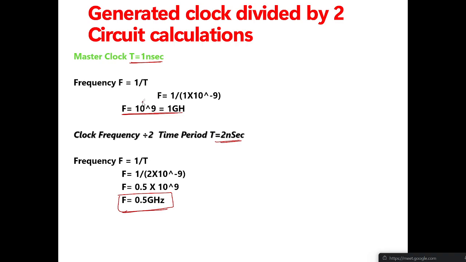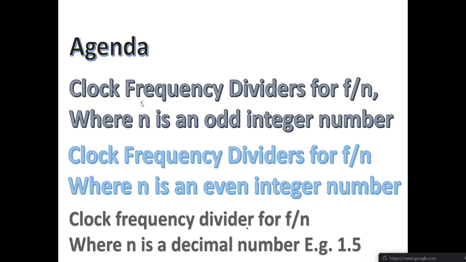Next, you need to divide the clock. Our agenda is F by N. N is an odd integer number, or we will also use it when N is an even integer number, and you will try for when N is decimal. If you are not getting it, I will tell you for N decimal. Now I will explain when N is an odd integer value and an even integer value.